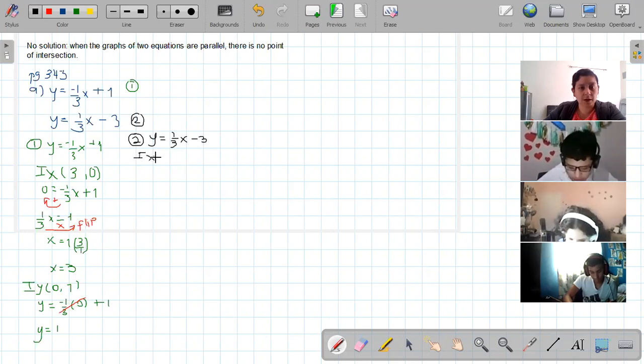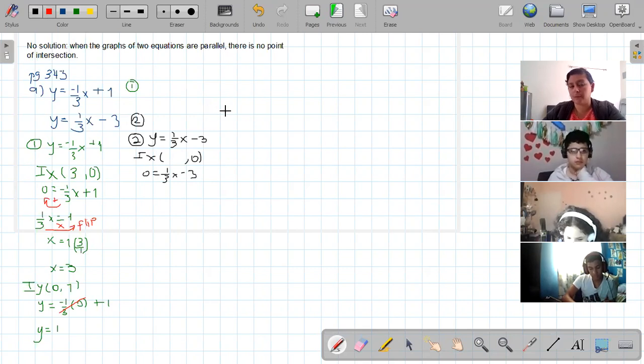Okay, so the intercept in x, when we're looking for x, y is 0. So 0 is equal to 1/3 x minus 3. Now pay attention to what I'm going to do here.